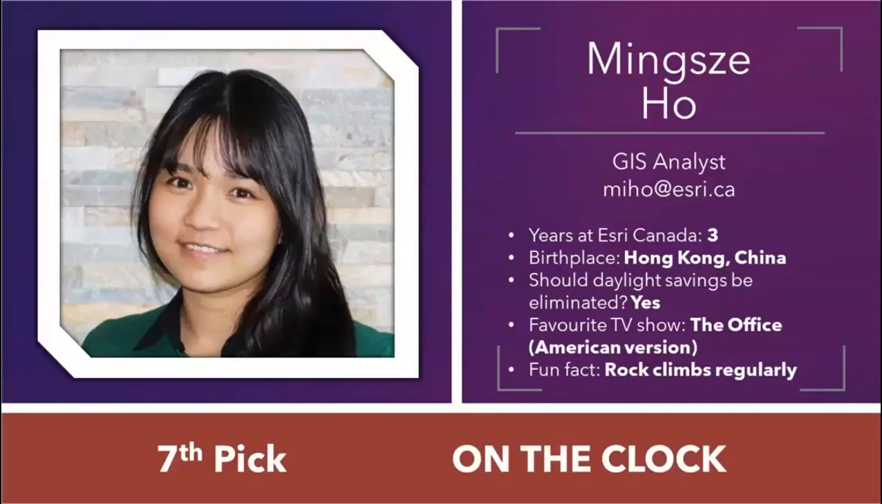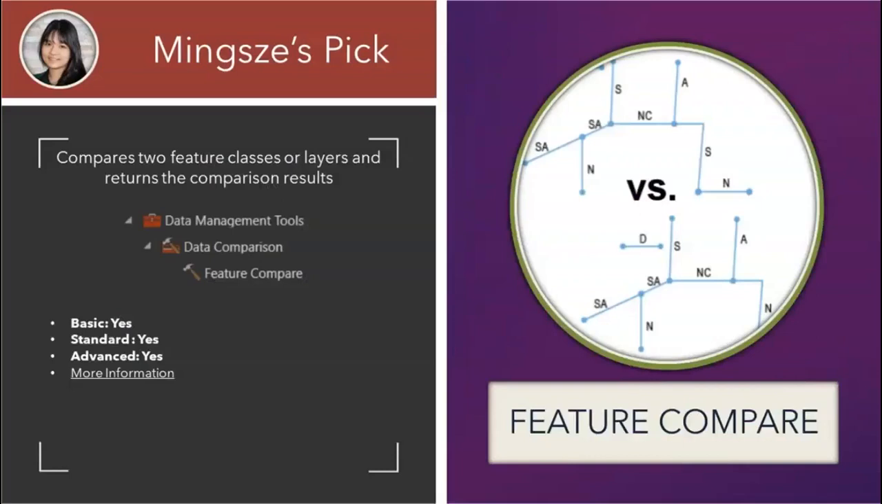All right. So with that 7th pick, Mingzi has chosen the Feature Compare tool. You'll find that in the Data Management Toolbox. Again, this is going to be really useful. It happens to all of us where we have 2 different sets of data with the same name, and you want to know which one's the newer one or which one's the better one. This is the go-to tool to be able to find that. And again, this is available for all license levels. So Mingzi, shout out. Thank you very much.